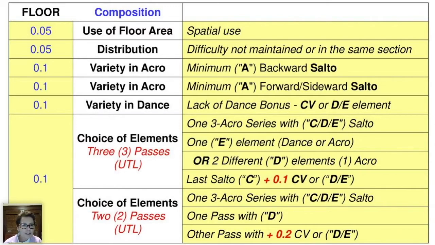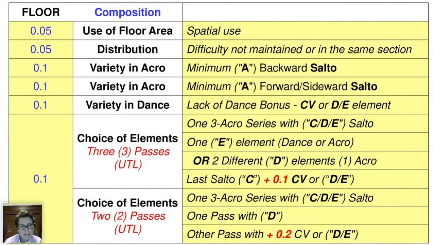Then I have split the UTL into 2 different thought processes. One is for a routine that has a 3-pass routine, or if they have a 2-pass routine. This is the UTL specific to college. It's a 1/10 deduction. So a 3-pass, you must have at least 1 3 acro series with a C or better salto. For example, round off back handspring, double back would suffice for a 3 acro series.